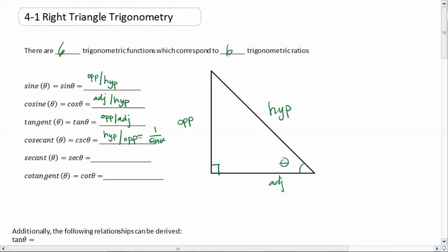We would call that a reciprocal function. So secant is the same as hypotenuse over adjacent. And you'll notice that that is the same as 1 over cosine theta. Cosine theta was adjacent over hypotenuse. If we do the reciprocal of that, we get hypotenuse over adjacent. That's the same as secant theta. So secant and cosine theta are also reciprocal functions. Cotangent, you might expect, is going to be the reciprocal to tangent theta. So we have adjacent over opposite, which is equal to 1 over tangent theta.